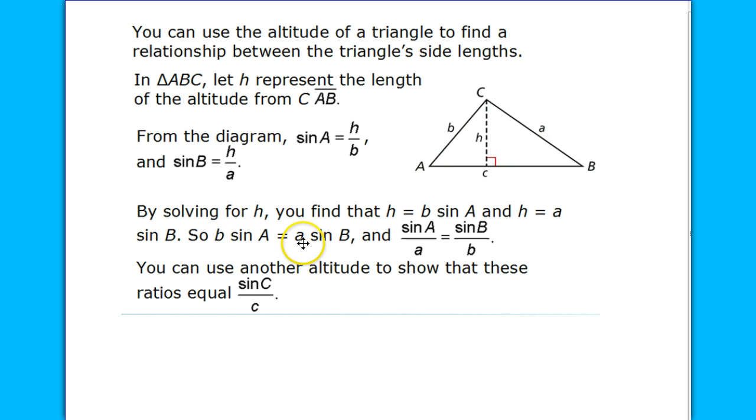We can now take this equation and divide each side by B, and divide each side by A, and we end up with this proportion. We have sine A over A, we moved the A under here, equals sine of B over B. Isn't that interesting? Sine of B over B equals sine of A over A. We could also use another altitude. We could draw an altitude from, let's say, vertex A to side CB, and we could find that we also could create an equivalent proportion that is sine of C over C.